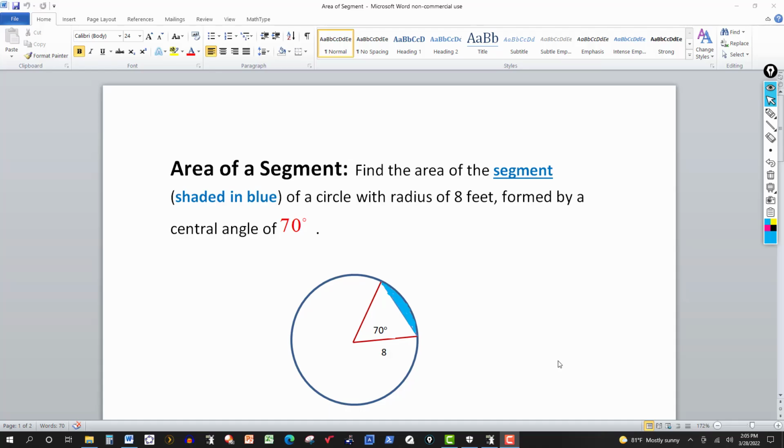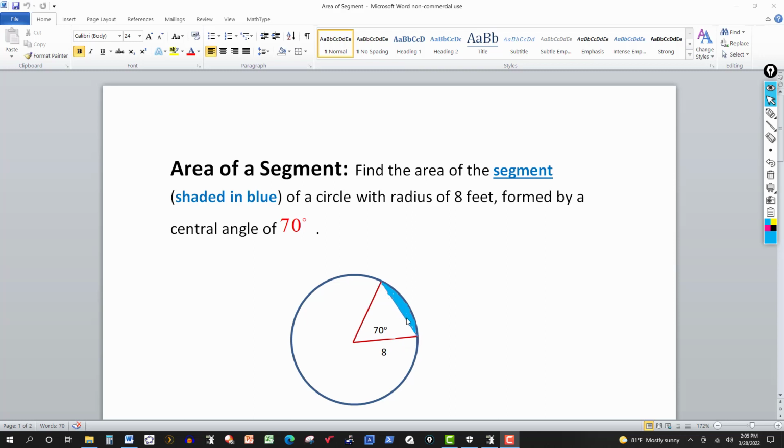In this video, we want to find the area of the segment shown in the diagram here. It says find the area of the segment shaded in blue. So we're looking for this area right in here of a circle with radius 8 feet formed by a central angle of 70 degrees. So this angle right here is 70 degrees, and the radius of the circle is 8 feet. So we know these two sides are the same length.